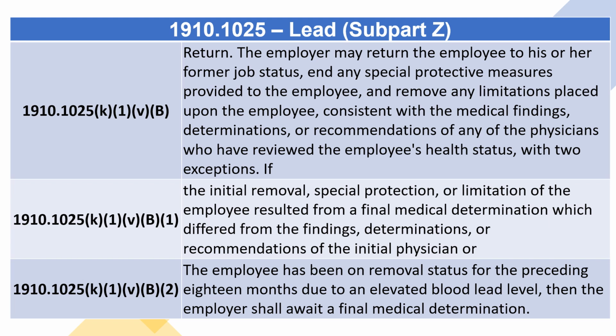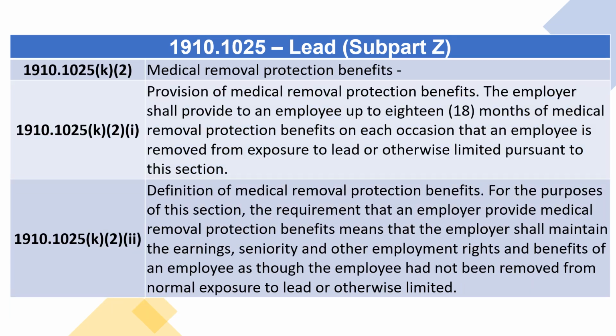1910.1025, K1, v, B1 through B2, the initial removal, special protection, or limitation of the employee resulted from a final medical determination which differed from the findings, determinations, or recommendations of the initial physician, or the employee has been on removal status for the preceding 18 months due to an elevated blood lead level, then the employer shall await a final medical determination. 1910.1025, K2, Medical Removal Protection Benefits.